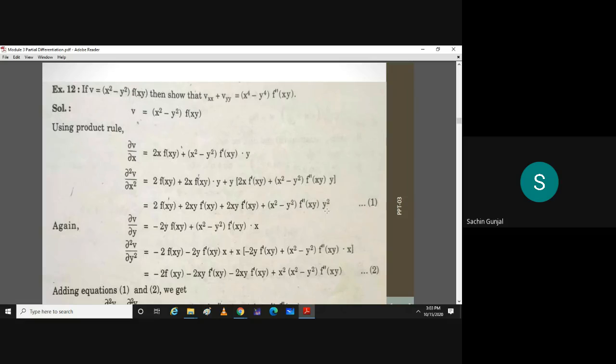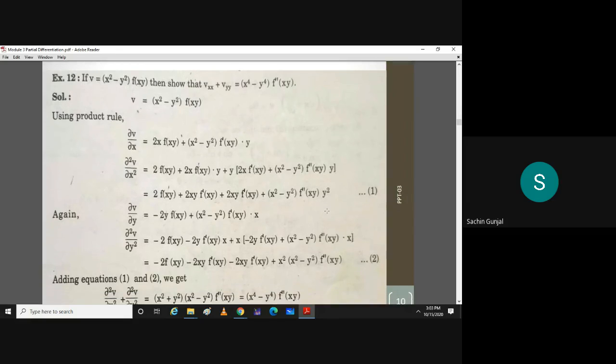Okay, fine. So one side is calculated already. So v y. Let us find the derivative of v with respect to y. Again apply the product rule. f of xy as it is, the derivative of x square minus y square with respect to y is minus 2y, plus x square minus y square as it is, the derivative of f of xy is f dash xy, and then the derivative of xy with respect to y. So that is x.